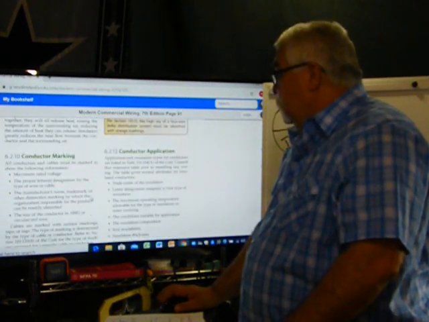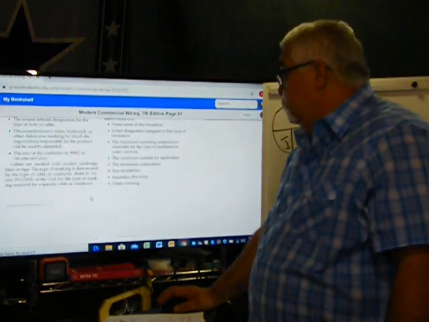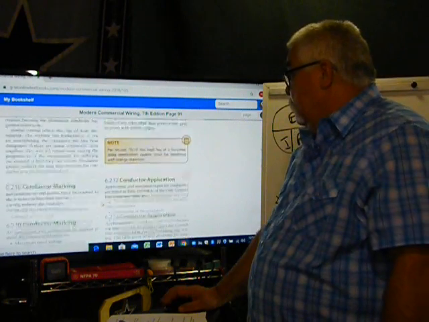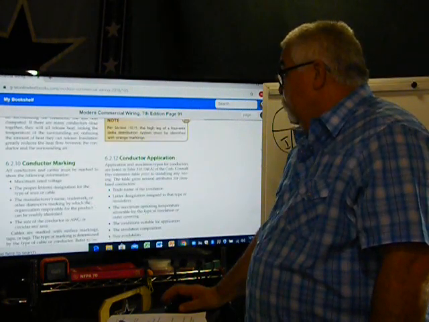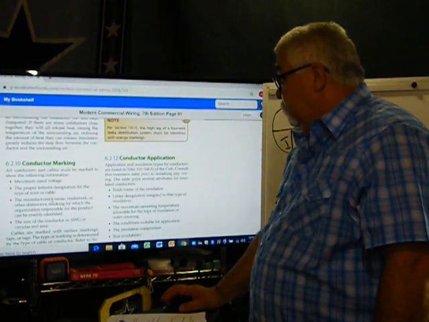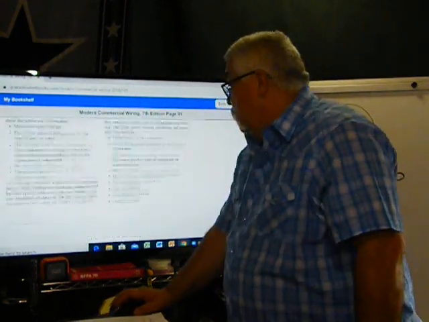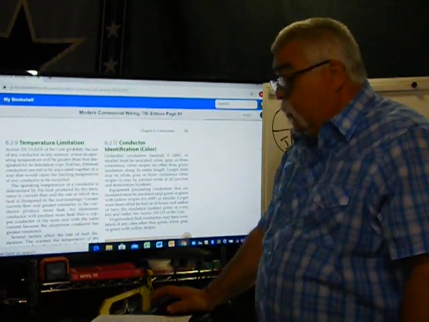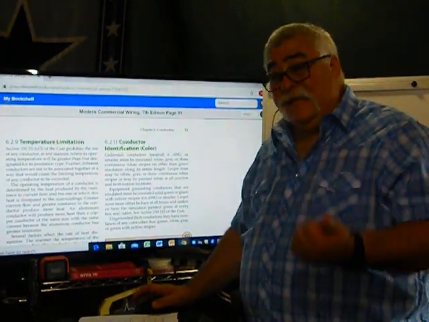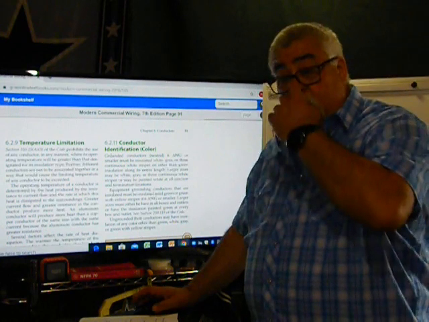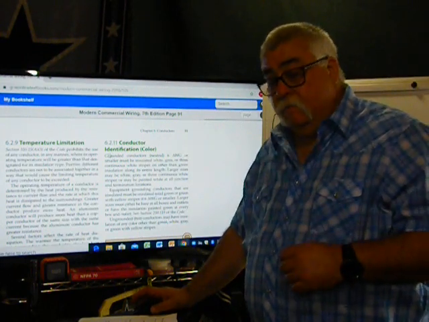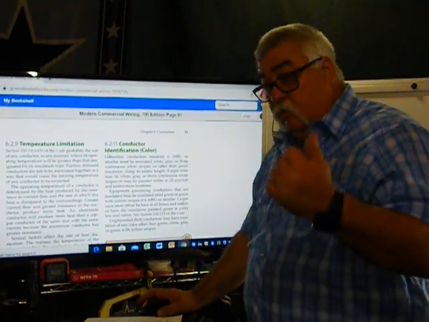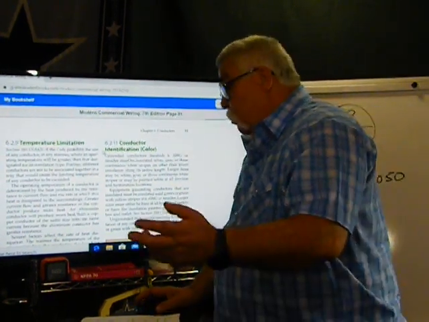Conductor markings. That's the markings on the conductor: maximum voltage, proper letter designation, and everything. For grounding, over here is the conductor identification by color. If it's grounding, that's green or green with a yellow stripe. Grounded is white or gray. And then ungrounded, which is a hot, is any color other than white, gray, green, or green with a yellow stripe, or a bare conductor.